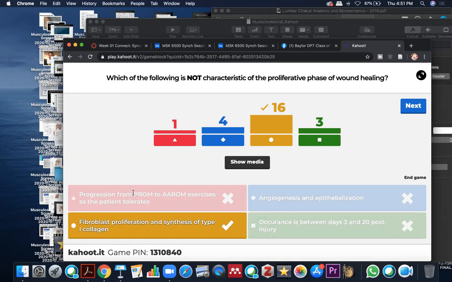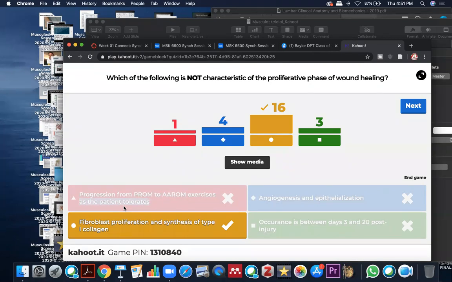There's one slide with a table of about 5 things associated with each phase, and at the bottom it has precautions and contraindications. It says you can go from passive to active assistive, and then toward the end of proliferative, active assistive to active. In the sync session, he also said that active assistive was indicated in that section. But the key here is to remember not to go with those absolute answers. It's as the patient tolerates.